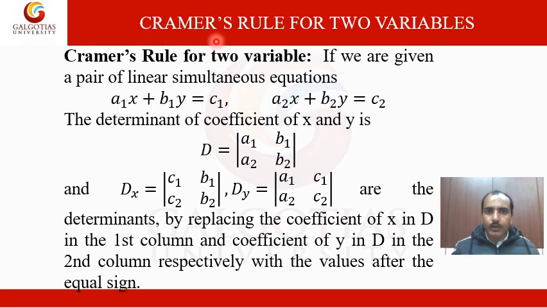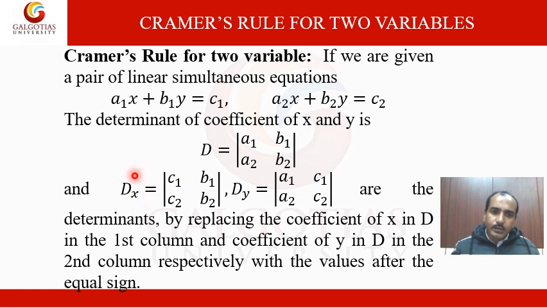Now we will understand Cramer's rule for two variables. For this, let us consider a pair of linear simultaneous equations: a1x plus b1y equal to c1 and a2x plus b2y equal to c2. The determinant of coefficients of x and y is denoted by D and written as D equal to the determinant with rows a1 b1 and a2 b2, where a1 and b1 are the coefficients of x and y from equation 1, and a2 and b2 are the coefficients of x and y from equation 2.